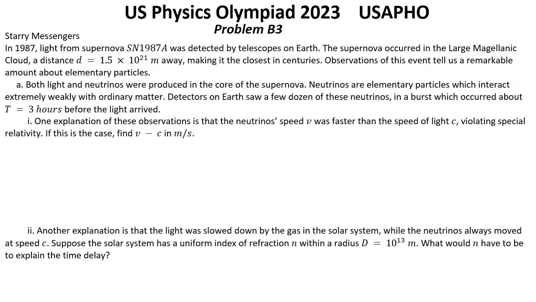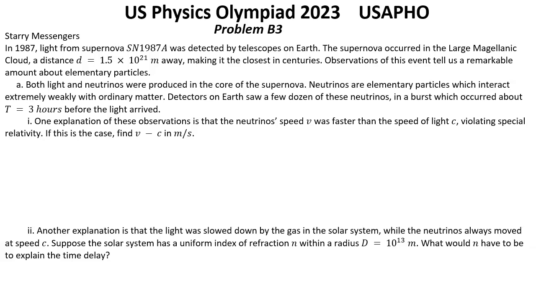One explanation of these observations is that the neutrino's speed v was faster than the speed of light c, violating special relativity. If this is the case, find v minus c in meters per second. Solution.